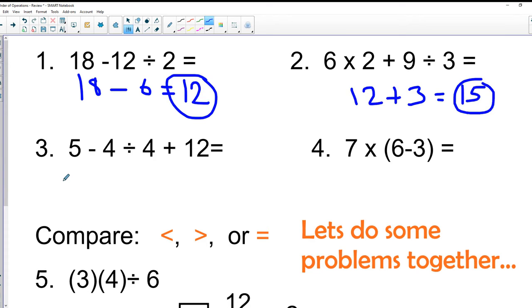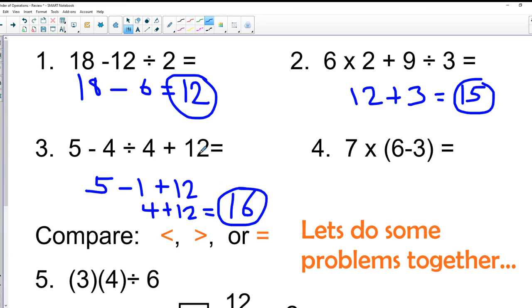All right, how about move on to number 3? Looks like we got to do that negative 4 divided by 4 in the middle there. So we're going to do that, which will leave us negative 1 plus 12 on the end here. And 5 minus 1 is 4. 4 plus 12 equals 16.